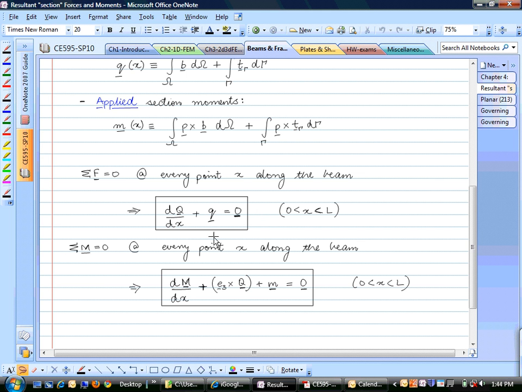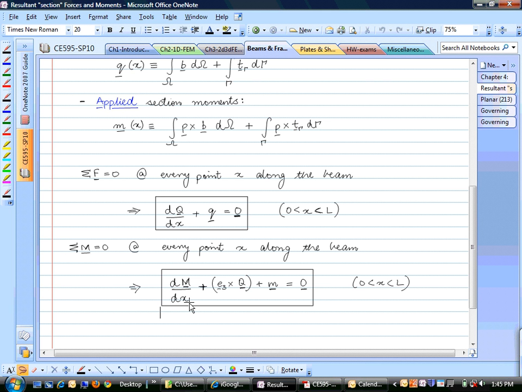Sum of the forces is 0 gives you an equation that is very similar to what our equation for solid mechanics was. Now this derivative is not a div. This is a simple derivative of a scalar variable, dQ. Q is a shear/axial force vector, derivative with respect to x, a scalar, plus the applied tractions is 0. Similarly, you have one equation for moments.